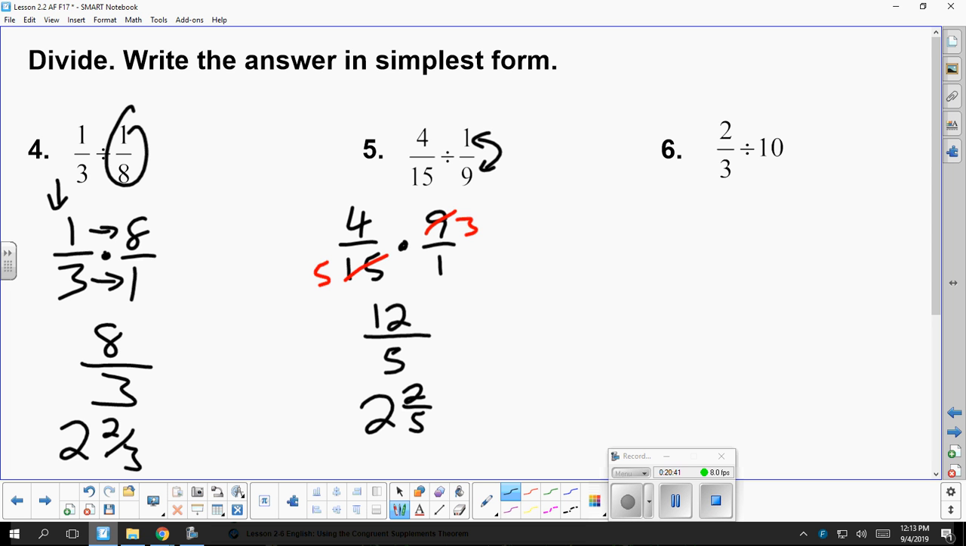And the last one on this page. Copy down this first one. 2/3. Change to multiplication. Remember, that's 10 over 1. So I'm going to flip that over. 1 over 10. And then I'm going to go ahead and divide top and bottom by 2 here. And then multiply across. 1 times 1 is 1. 3 times 5, 15.